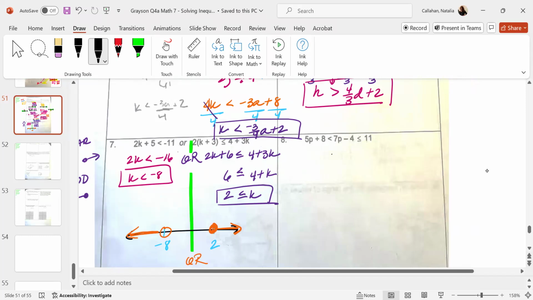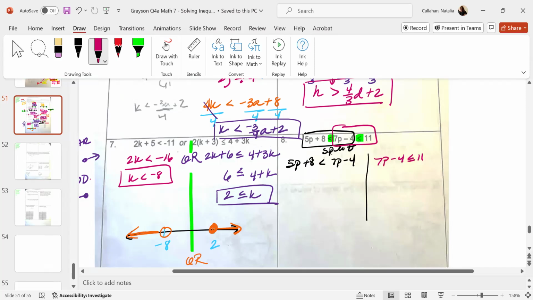So combine, oh, actually, no. This one, notice how you got 2, correct? So this one, you have to split it. The first one, you just go ahead and solve it like this. So 5p plus 8 is less than 7p minus 4. That's the first one you do. The second one, you have to split it. Oops, I split it incorrectly. Like this. Did you split it correctly? 7p minus 4 is less than or equal to 11.